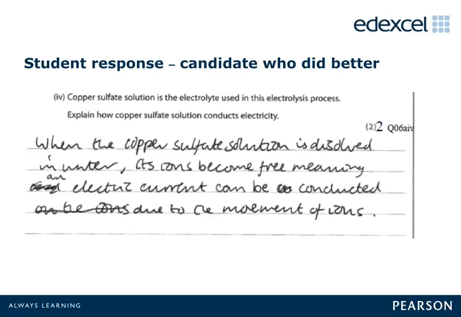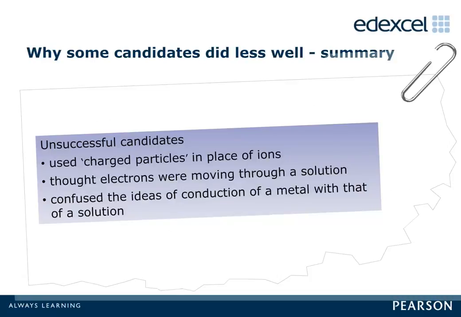The answer given here contained both marking points with the solution containing ions which are free moving. Both marks were scored here. Unsuccessful candidates used charged particles in place of ions, thought electrons were moving through a solution, and confused the ideas of conduction of a metal with that of a solution.